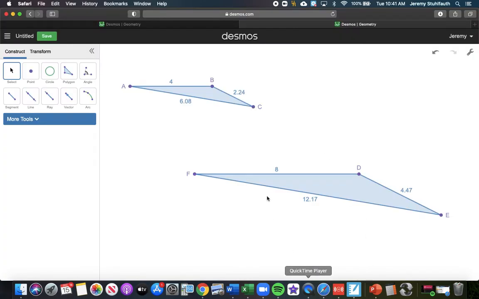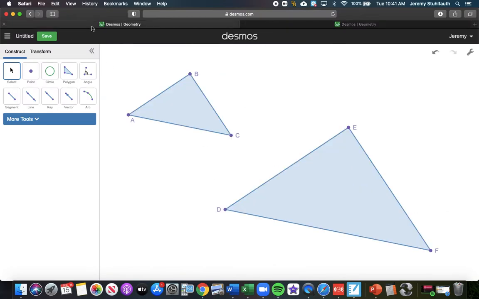Take a look at this. If I measure these angles, angle A should be congruent to angle D, and the other one, angle E right here, should be congruent to angle B. Let's take a look to see if that's true. 90 degrees. And if we look at this, what do we know about angle C and angle F?